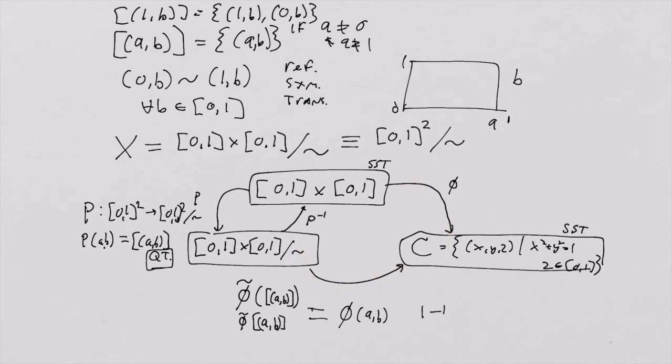But here, they have the same equivalence class. So this function here is going to be 1-to-1. This function's actually going to be injective. And it's going to be surjective, right? So this is now injective and surjective, which means it's bijective.